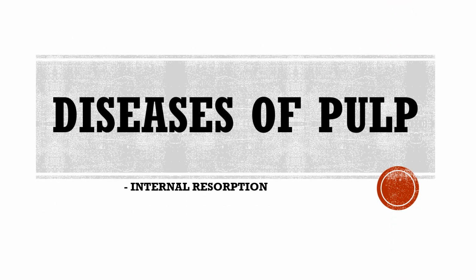So moving on towards the next part in the series of diseases of dental pulp, that is internal resorption. Now resorption is classified into two types, that is external and internal. Internal resorption is the one in which the process is occurring within the pulp, and as we are seeing about the diseases of the pulp, we are going to see about internal resorption in this video, and later on in some other videos we are going to see about the external resorption.